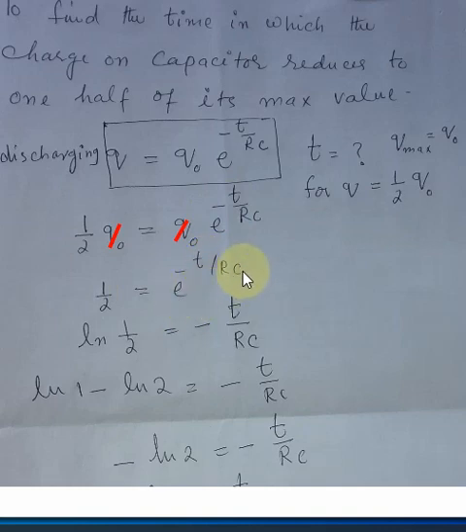Now if we want to determine t, then we have to eliminate this thing, the exponential base. And how do we do it? By taking the natural log of both sides of this equation. So by taking the log of this side, we get log of 1/2, and here when we take the log of exponential term, this e is removed. So we will be left with the term in the power, which is negative of t divided by RC.